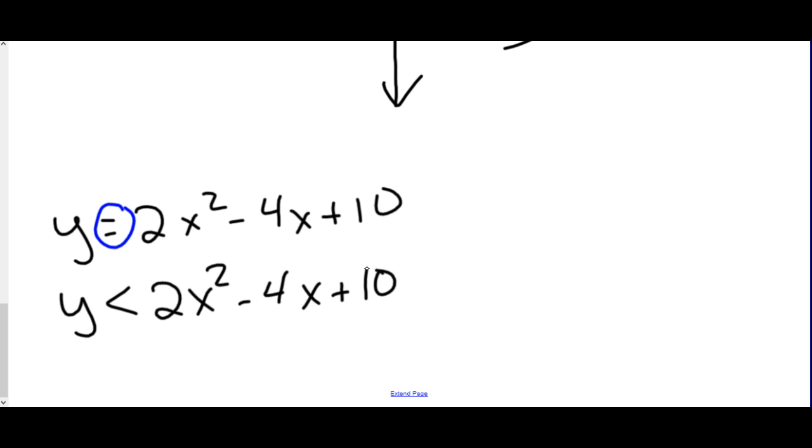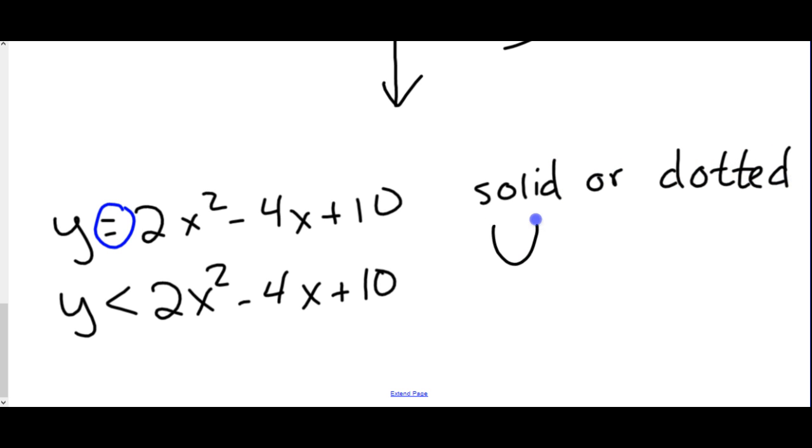And this less than sign tells us to do some things. So there's two things that our inequalities do. They are either solid or dotted. So you're either going to draw just a regular parabola, or it's going to be kind of dashed, I guess would be the better word than dotted. Or you're going to shade inside or shade outside.